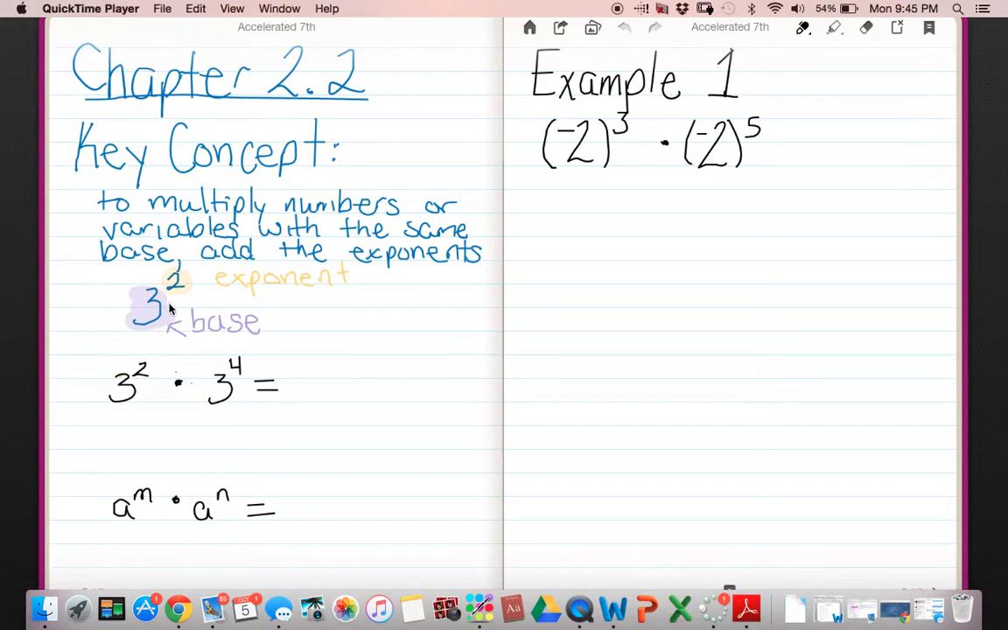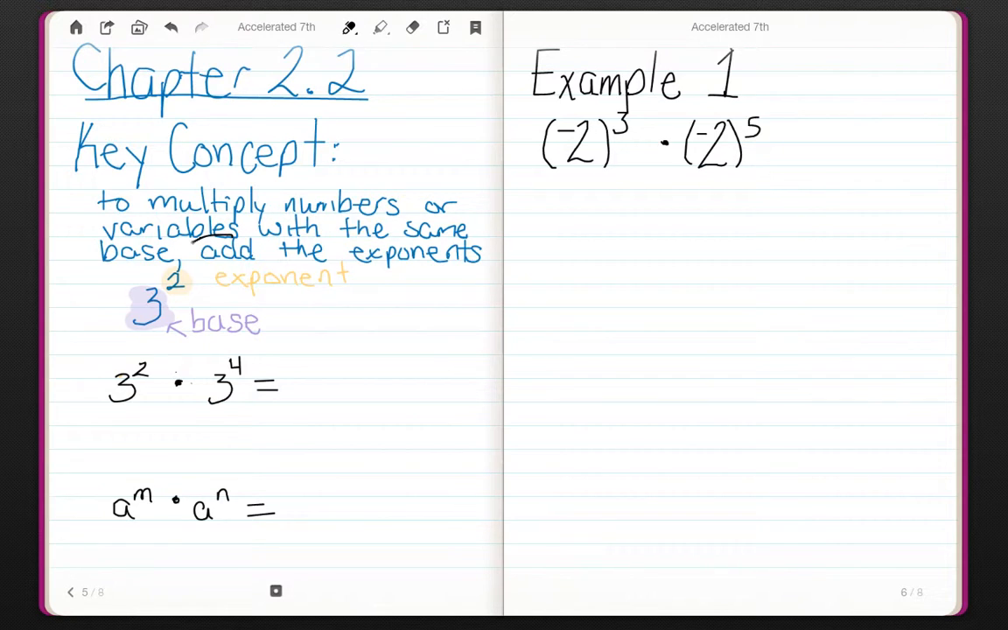In my number 3 to the second power, or 3 squared, the 3 is my base and the 2 is my exponent. So when we're multiplying numbers with the same base, or numbers with exponents, they have to have the same base. So the key concept says to multiply numbers or variables with the same base, add the exponents. And I want to emphasize this. We're going to add the exponents together.